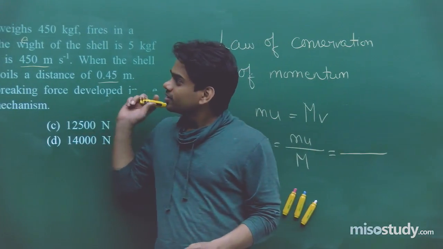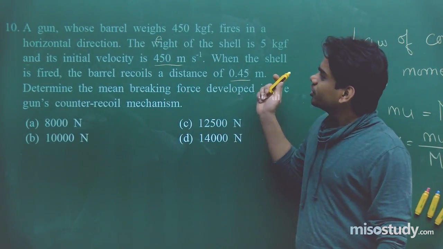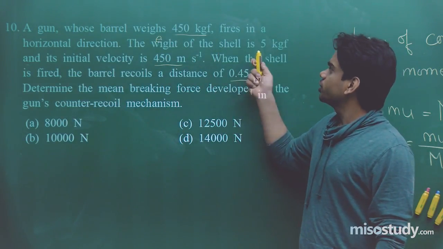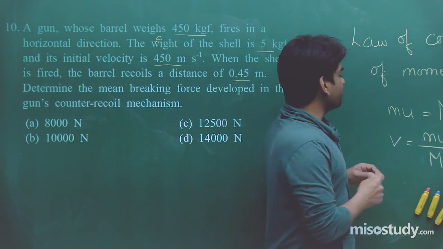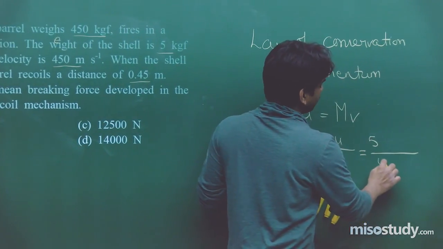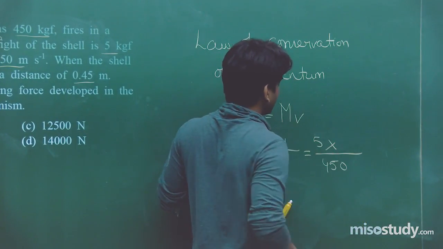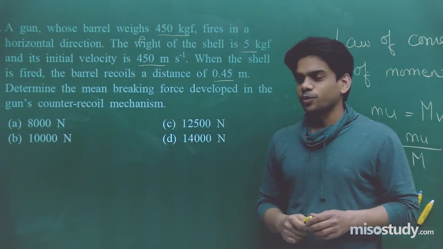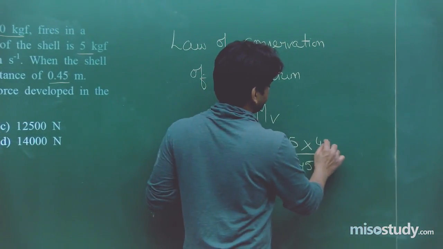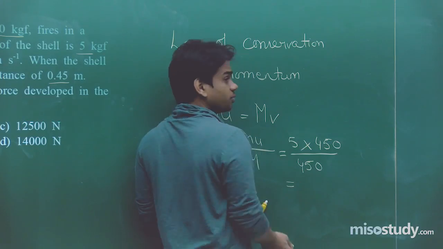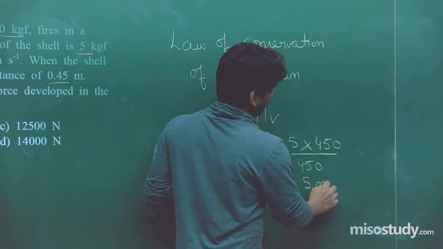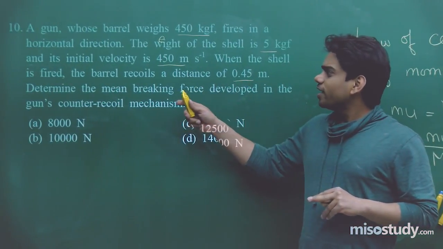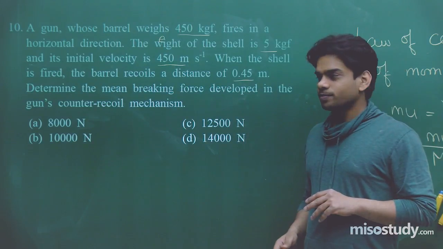The mass of the bullet has been given: a gun whose barrel weighs 450 kilogram force fires in horizontal direction, the weight of the shell is 5 kilogram force. So the weight of the bullet is 5, the weight of the gun is 450, multiplied with the speed with which it was fired. The weight of the shell is 5 kg force and its initial velocity is 450 meter per second. So let me write here 450. You can easily see the velocity with which the gun will recoil will come out to be 5 meter per second. Quite easy.